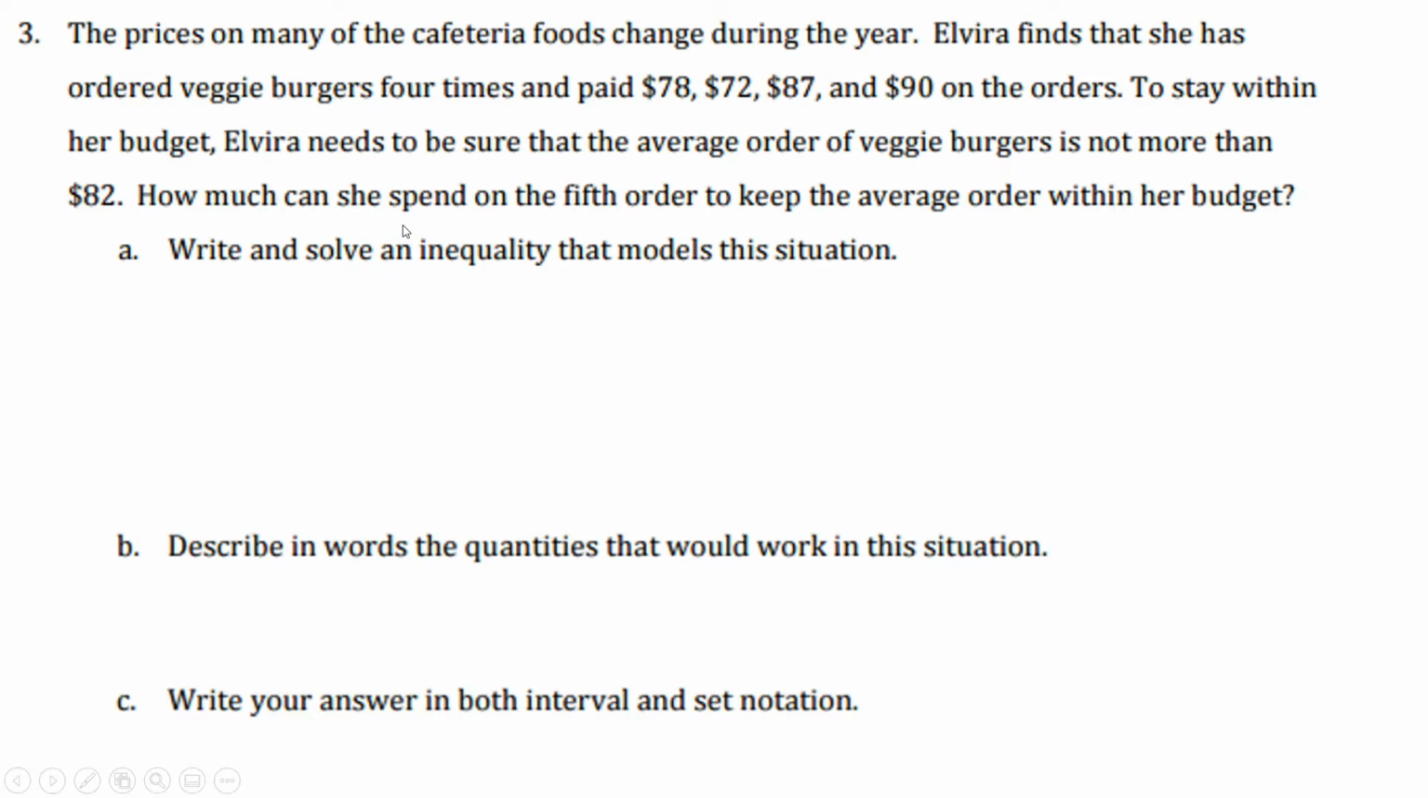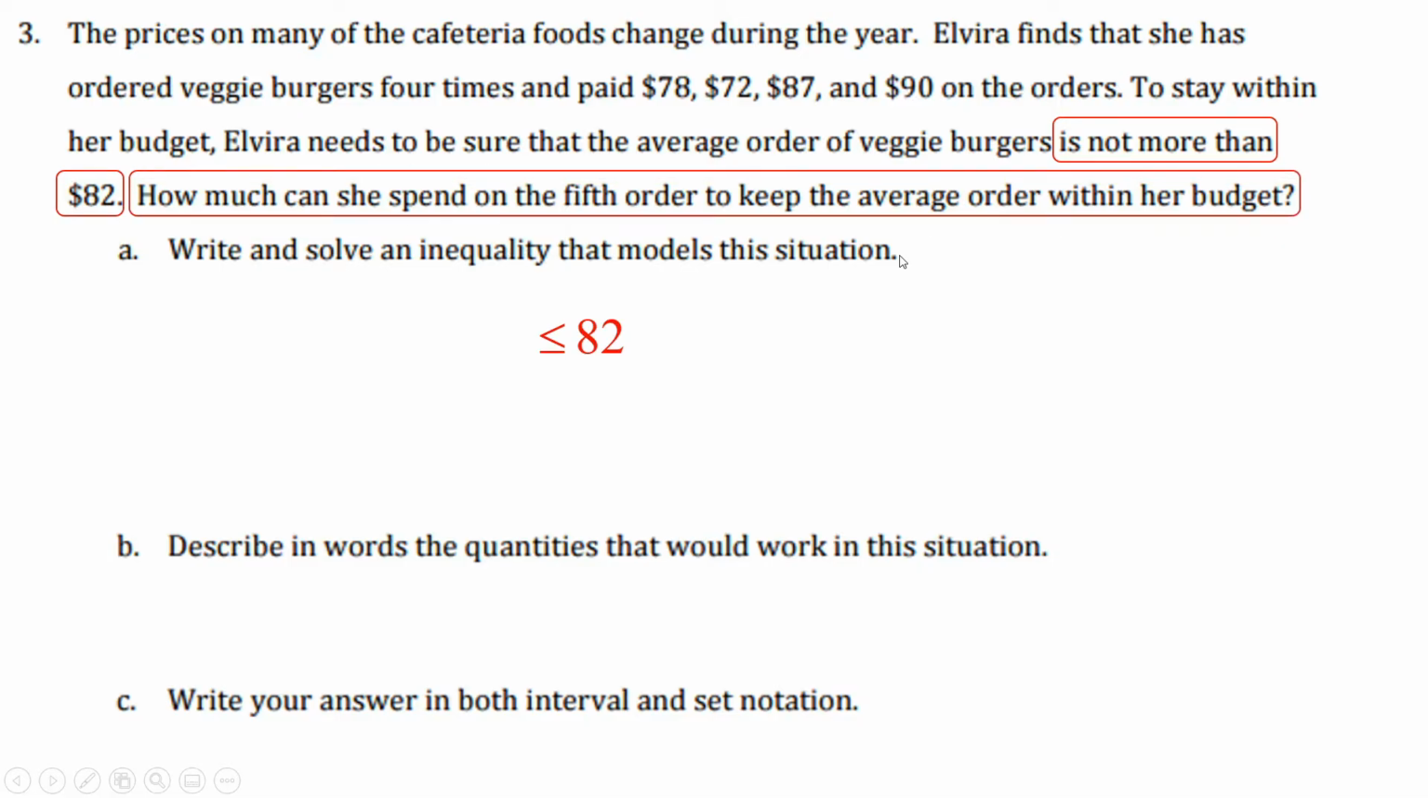So it sounds like we're going to call that 5th order X, and we're going to set up an inequality using the concept of average. So, is not more than $82. Wouldn't that mean less than or equal to 82? There you go. All right. Now, on the left of this inequality, what is not more than $82? The average of these numbers plus that 5th order. And you remember your concept of average. Okay. What do you do?